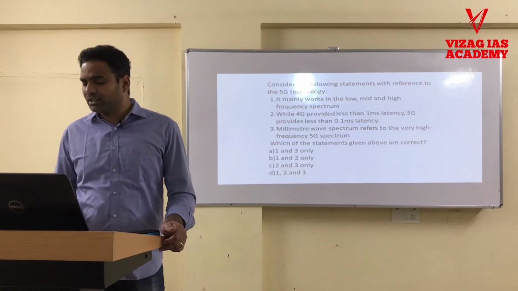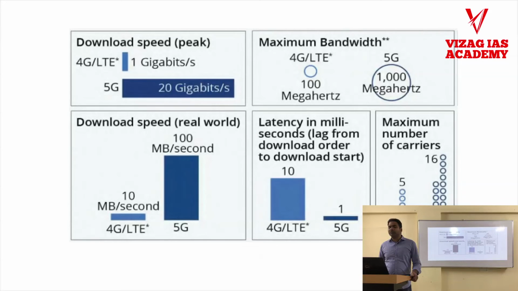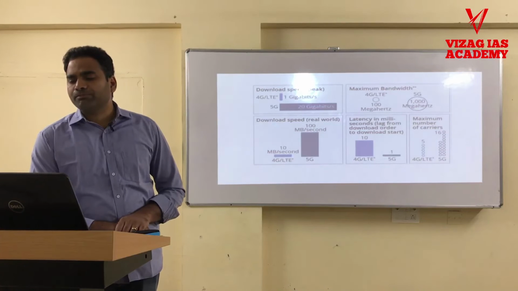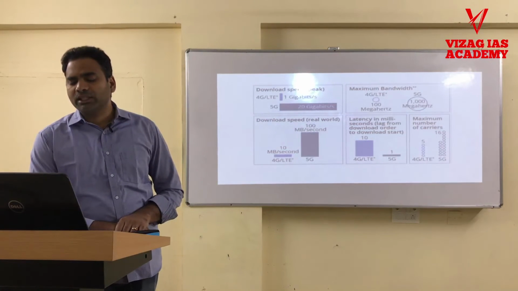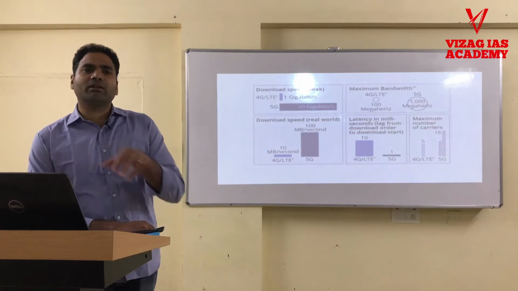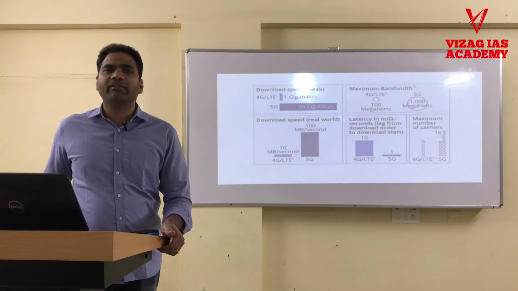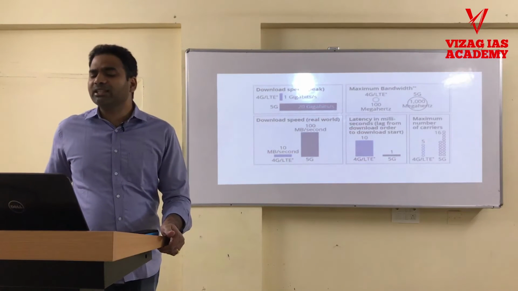Millimeter wave spectrum, we'll discuss that. See, it's a comparison between 4G and 5G: the download speeds, that is 1 Gbps and this is 20 Gbps, bandwidth 100 megahertz and this is 1000. The option asked here is latency, but a question can be formed with the other traits also. For example, there can be a question on download speed, bandwidth, anything. What we use here is latency, 10 and 1.